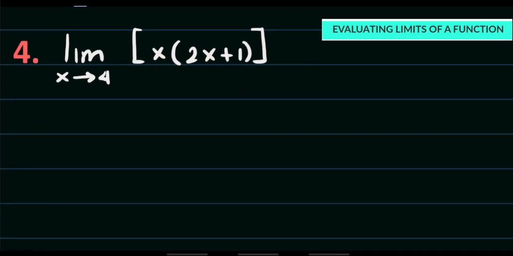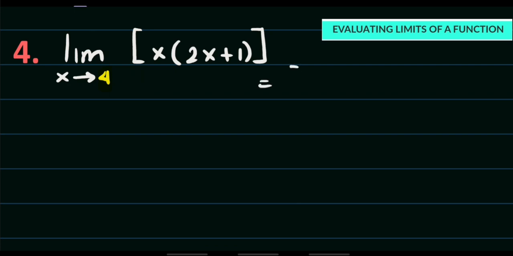So how about this one? Limit of x times 2x plus 1 as x approaches 4. So regardless kung naka-simplify, naka-factor ang ating given function right now, just apply the same rule. Just apply evaluation or substitution. So the constant right now is equal to 4.